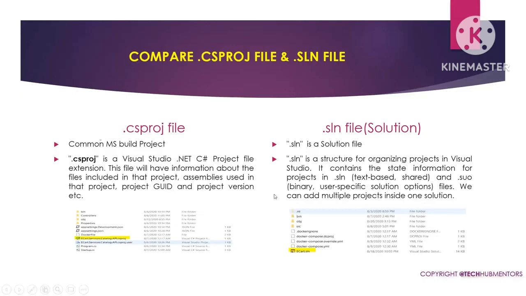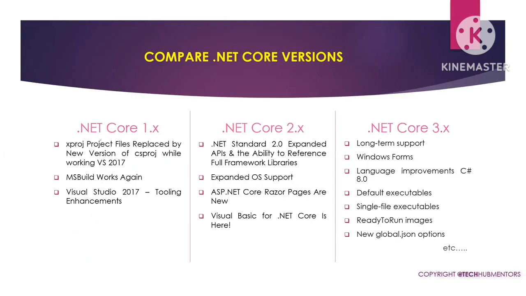Okay, so moving to the next slide. Comparing .NET Core versions. Currently in the market, Microsoft has introduced 1.x versions, 2.x versions, and 3.x versions, which is the latest one. In the 1.x versions, first used in 2015, there was an xproj file. Now in 2017, they have replaced it with the csproj file. MS Build works again, and they have tooling enhancements in the 1.x versions.